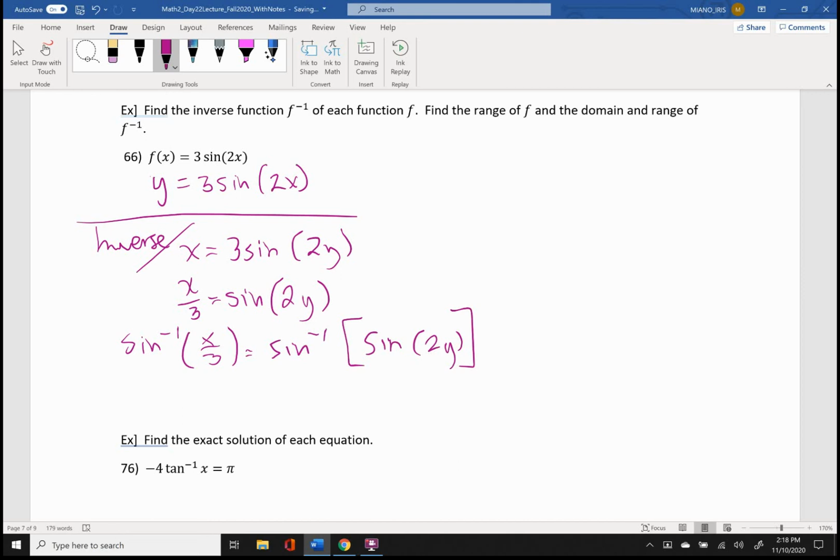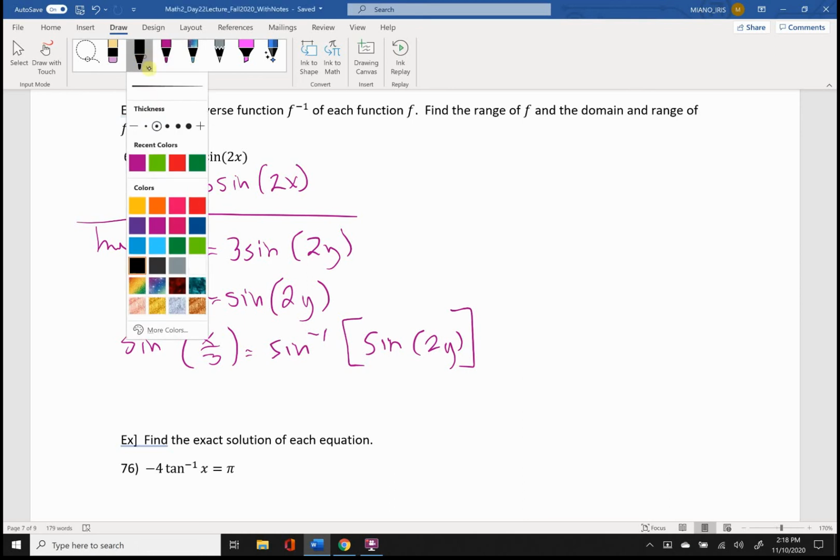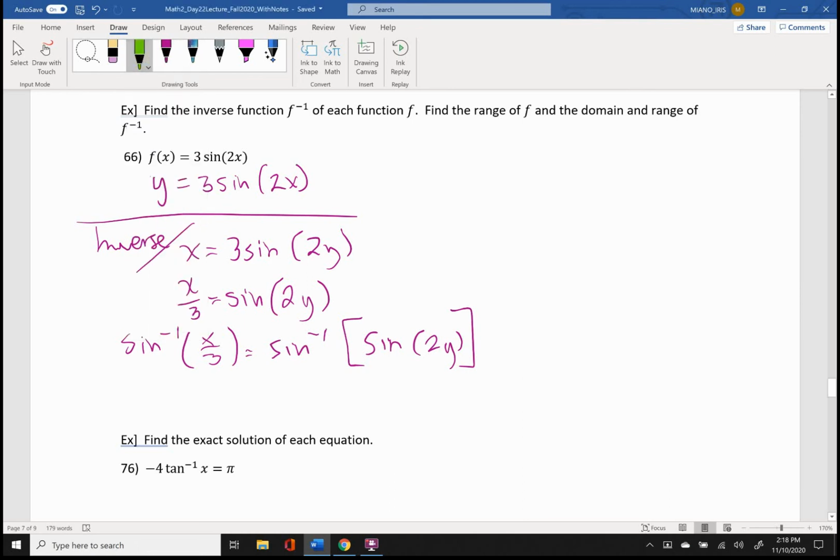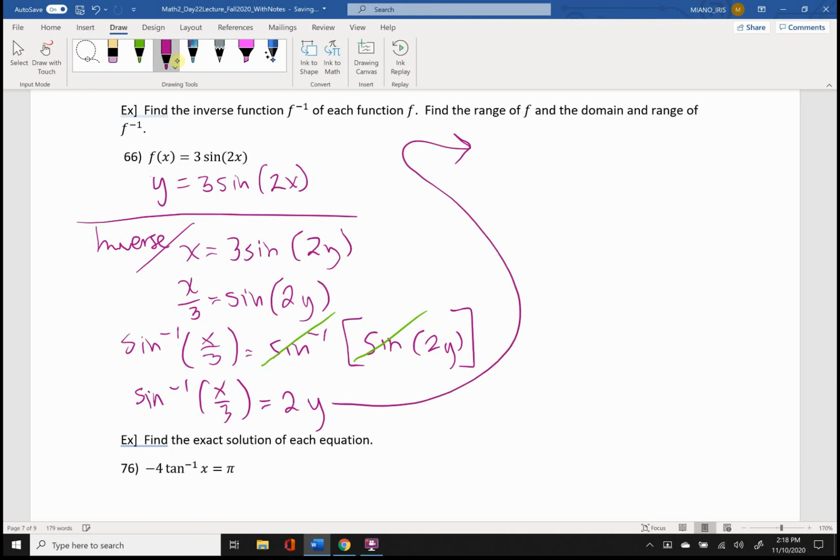We are. I mean, we don't know what this value is, but we assume that if we can do what we're doing, that we're in that appropriate range. So those will cancel, and then you'll have sine inverse of x over 3 is equal to 2y. So now it's just a matter of multiplying both sides by 1/2, and then we will have the inverse. So f inverse of x, therefore, equals 1/2 sine inverse of x over 3.